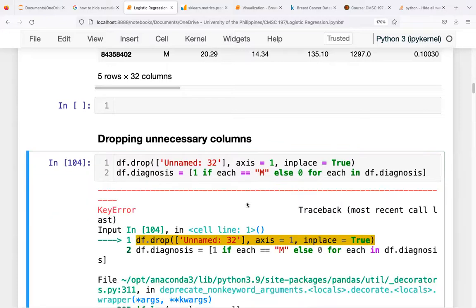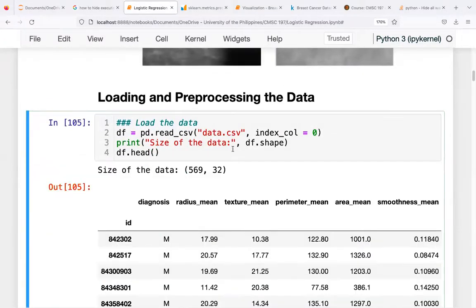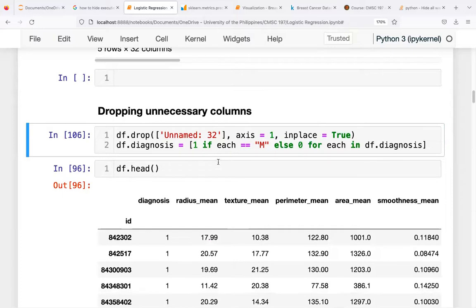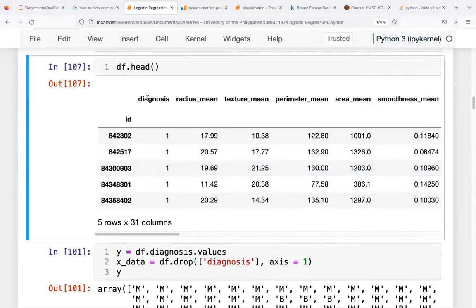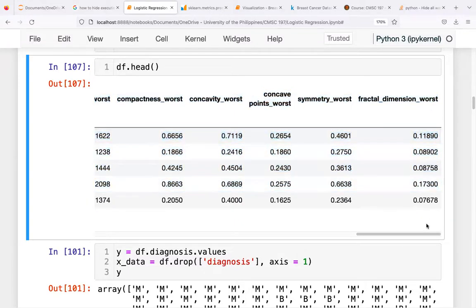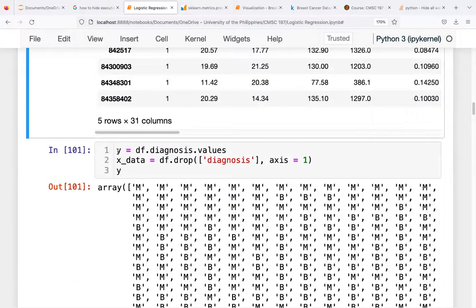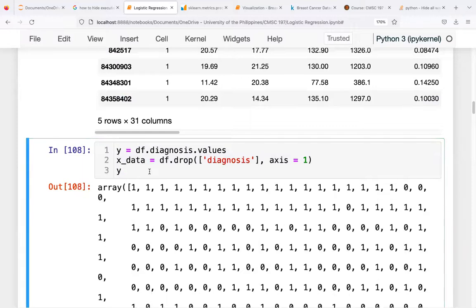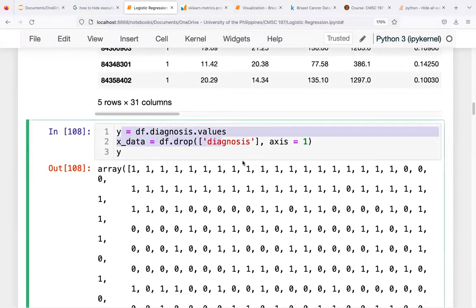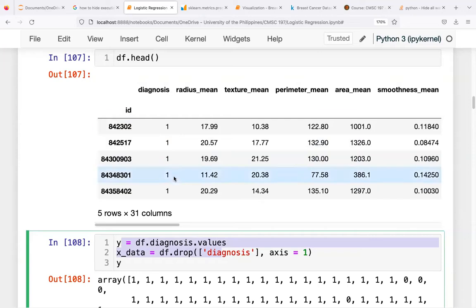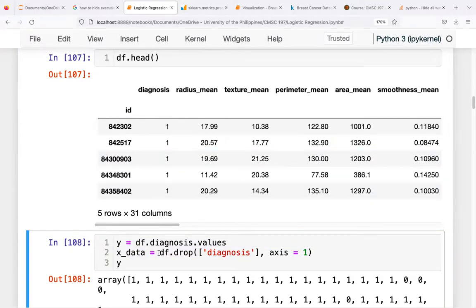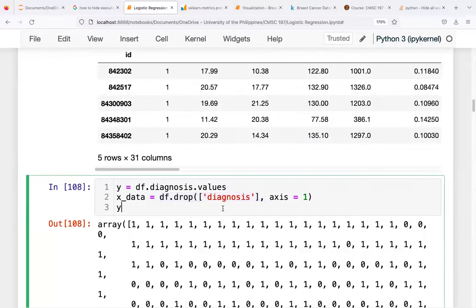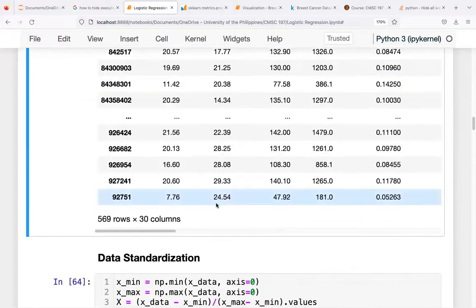So if we check, sorry, let us quickly rerun this. And then if we check our data frame, now the diagnosis is composed of 1s and 0s, and the Unnamed: 32 is now dropped. Now preparing the X and the Y values. Okay, so we have the Y, which is from the diagnosis column, and the X data is all of the columns except the diagnosis. So we simply drop the diagnosis. And printing Y and printing X data. So we have the X data.